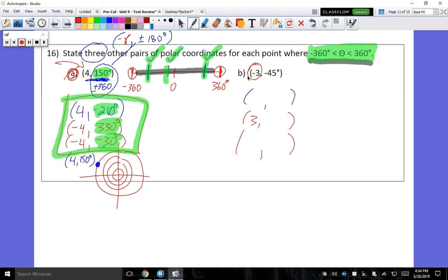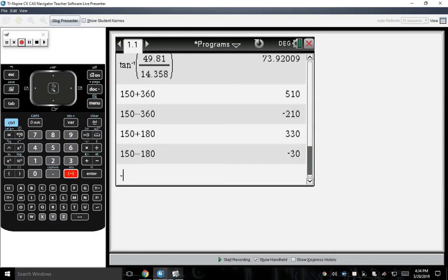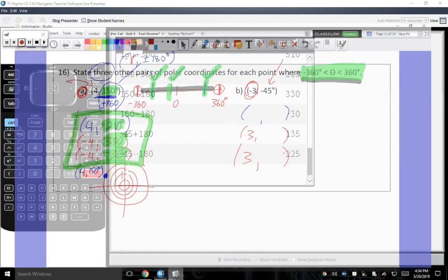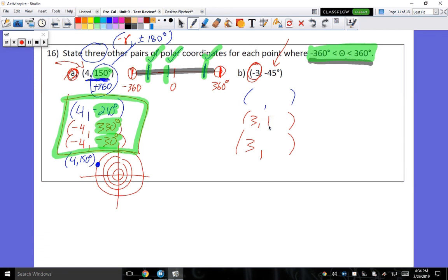The way we did that, we changed the r to a positive, and now we add or subtract 180 to the angle. So let's go to the calculator. Negative 45 plus 180, negative 45 minus 180. You get 135 or negative 225. And sure enough, that's in the range of negative 360 to 360.